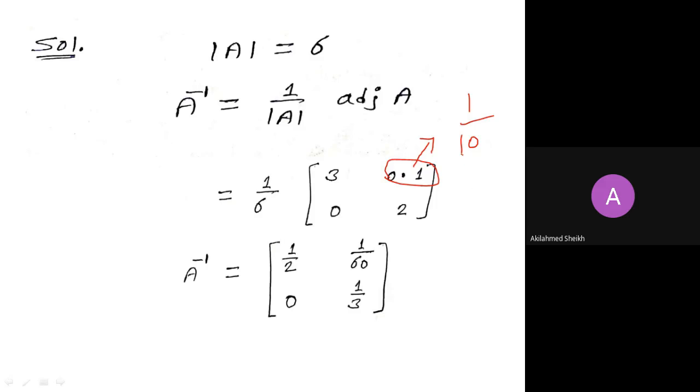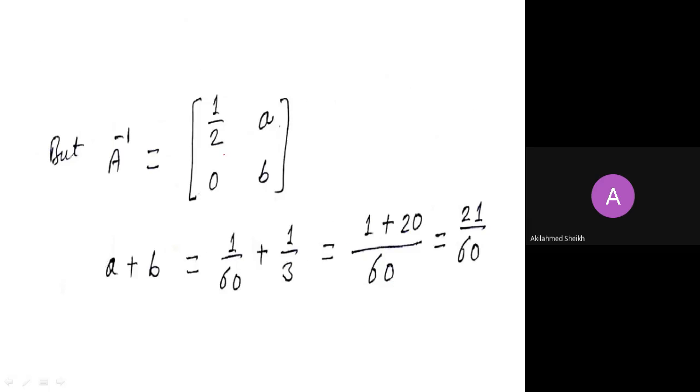this 0.1 is nothing but 1 upon 10 in terms of fractions. So multiplying by 1 by 6 to each element, it is 3 by 6 which means 1 by 2. This is 1 by 10 into 6, 1 by 60, 0, and 2 by 6 means 1 by 3. Now we have to find the value of A plus B. A is 1 by 60 and B is 1 by 3. So directly calculating this sum. So A inverse is the given matrix.